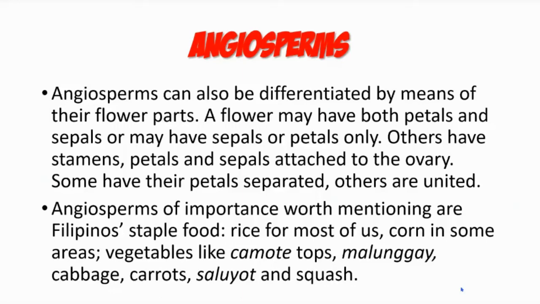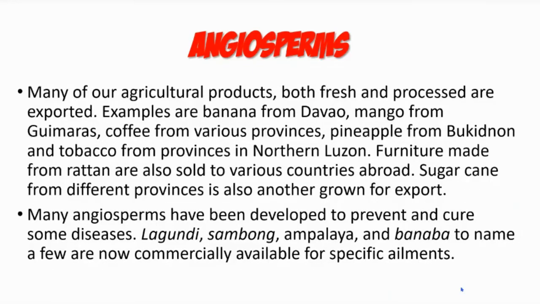Others have stamens, petals, and sepals attached to the ovary. Some have their petals separated, others are united. Angiosperms of importance worth mentioning are Filipinos' staple food. Rice for most of us, corn in some areas, vegetables like kamote tops, malunggay, cabbage, carrots, saluyot, and then yung squash.